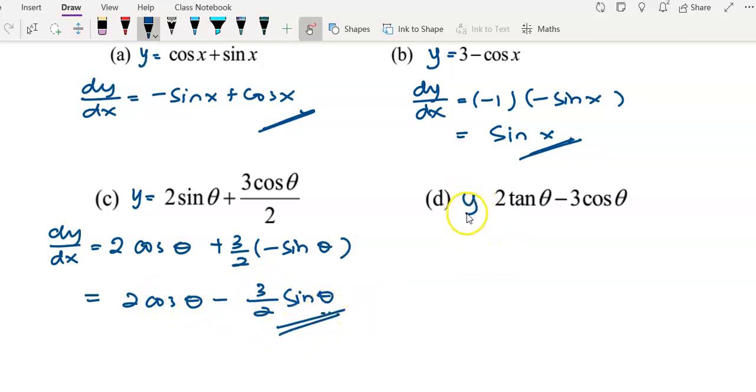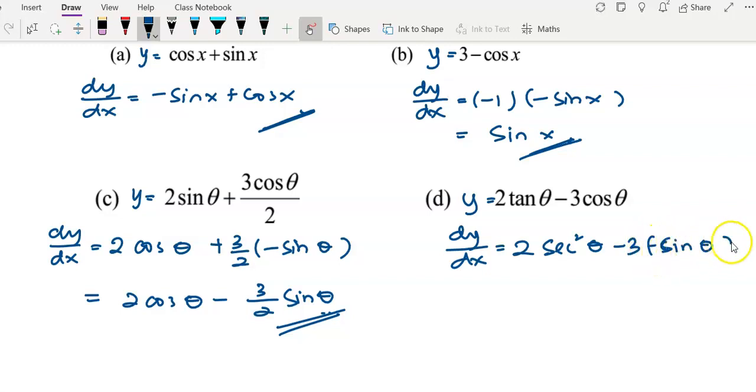Then the same for d, I will name this as y. To get my dy/dx, coefficient, copy down first. Differentiate tangent, you get secant square. Then copy down the negative 3. Differentiate cos, you get negative sine. Then simplify your answer. Plus 3 sine theta.